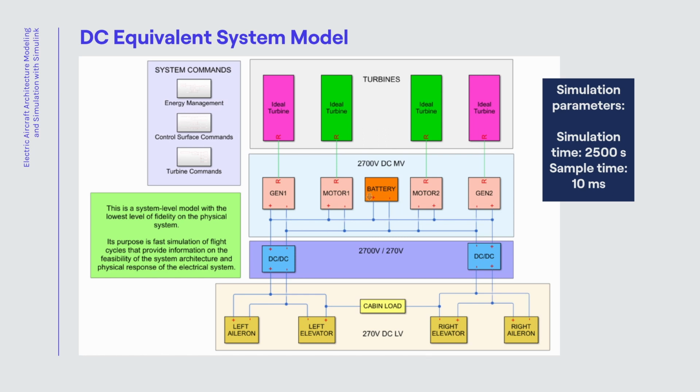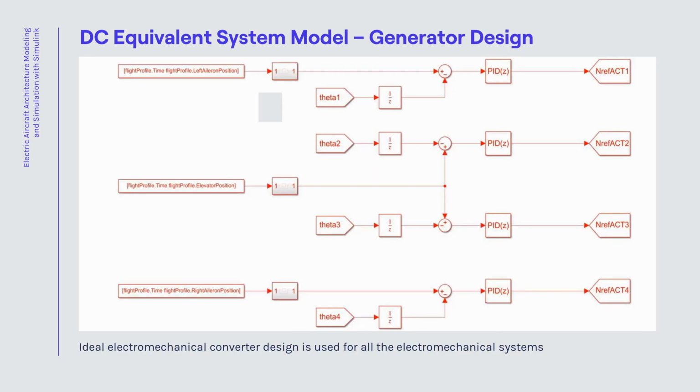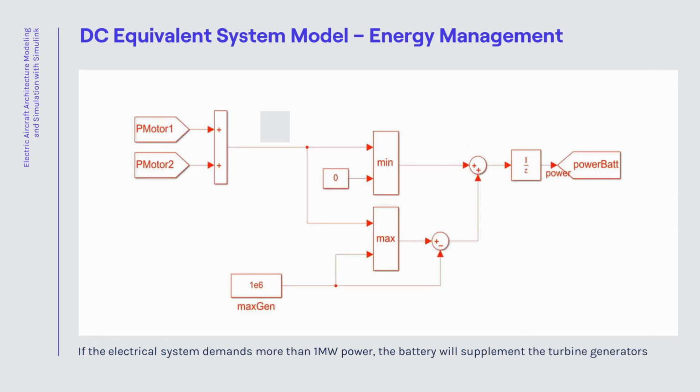Before we discuss the simulation results, let us take a closer look at the model, namely the generator design and the energy management system. So in the generator design, you can see that we are using an ideal electromechanical converter for Gen 1, and in fact we are using ideal converters for all electromechanical systems. The energy management is quite simple as well. In this case, if the electrical system demands more than 1 megawatt of power, the battery will supplement the turbine generators. Notice that this is quite simplistic, but with these settings we can clearly see functional behavior in the simulation.